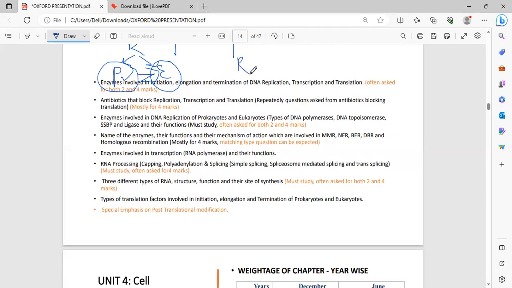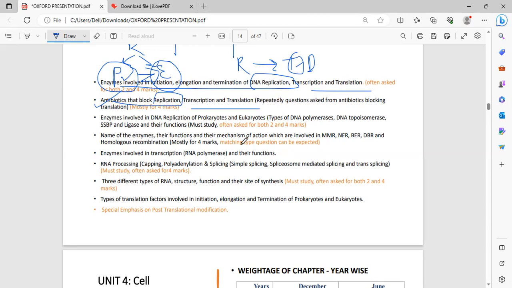Before the replication, what do we have to study? What are the enzymes, and what are the tools required in DNA replication? Here, tools means nothing but the enzymes involved in the initiation, elongation, and termination of DNA replication. After that, transcription, translation. Next, what are the antibiotics that block these processes?